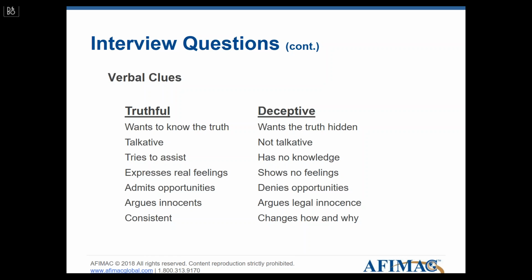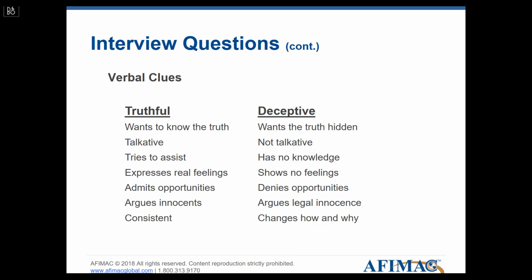The one I like, here's the third one. Truthful people generally try to assist you and help you get to the bottom of it. The deceptive person has no knowledge, doesn't understand, doesn't know why you're speaking to them. Number 4 is also important, expresses real feelings. If you are dealing with a case of harassment, bullying, inappropriate touching, you're going to get real raw emotion. Deceptive people tend to put that in a box, no feelings, no details, away you go.